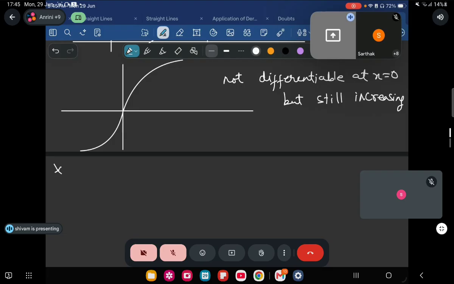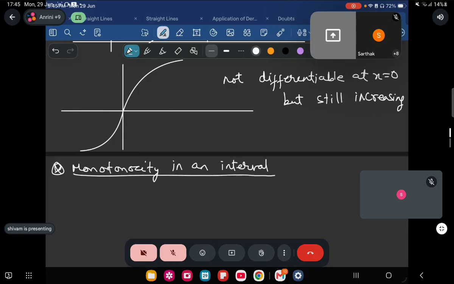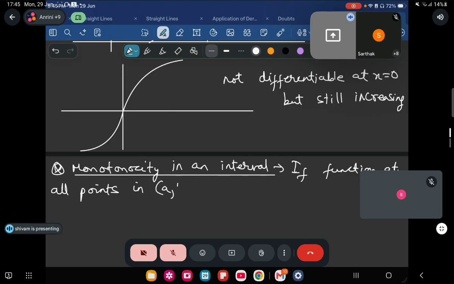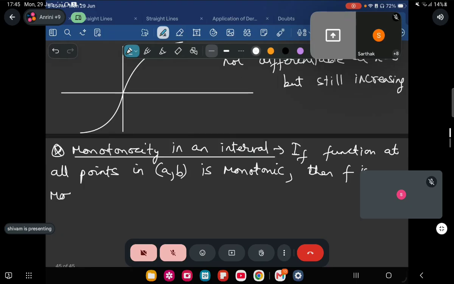Next, monotonicity in an interval. If the function at all points in the open interval (a, b) is monotonic, then f is monotonic in the whole interval (a, b).